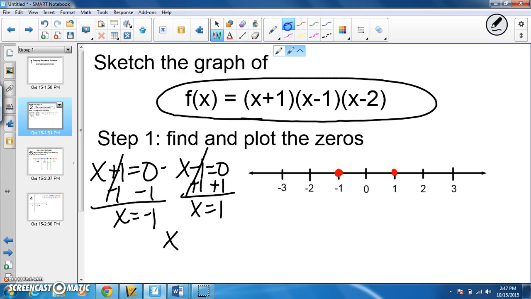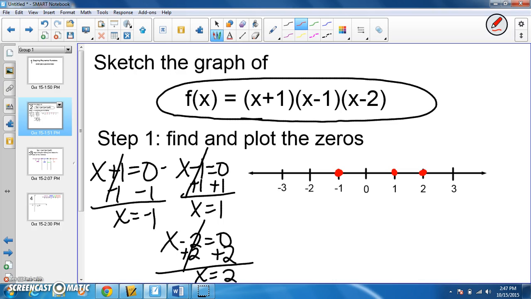Then finally, x minus 2 is equal to 0. Add 2 to both sides. And x is equal to 2. So the three zeros that I have for this polynomial are -1, 1, and 2.